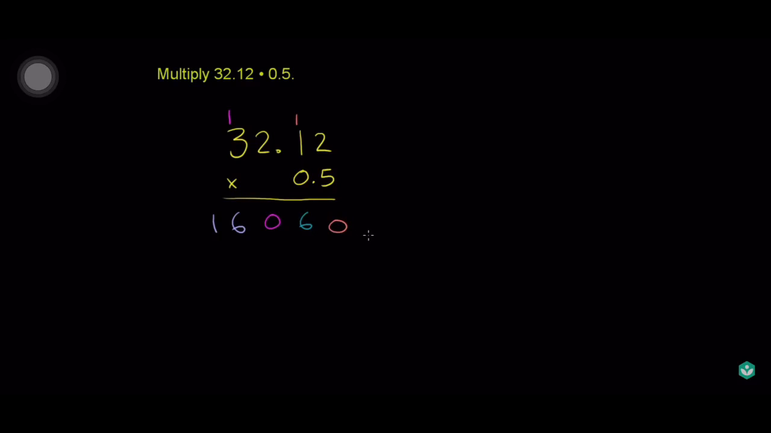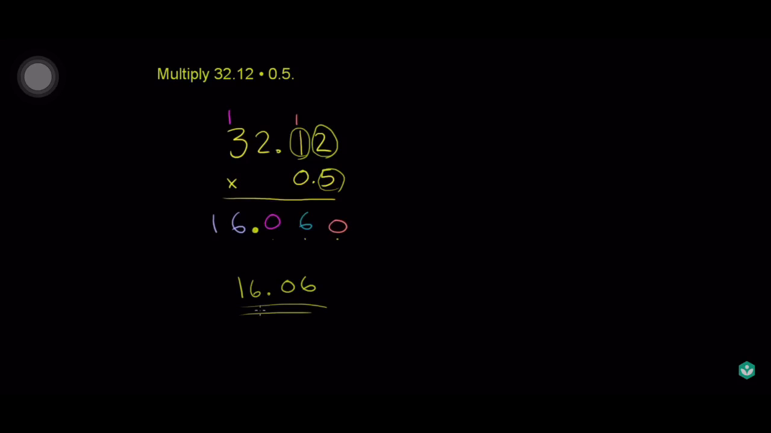But now we want to care about the decimals. We just have to count the total number of spaces or places we have behind the decimal points in the two numbers we're multiplying. So we have 1, 2, 3 spaces, or 3 numbers to the right of the decimals in the two numbers that we're multiplying. So we need that many numbers to the right of the decimal in our answer. So we go 1, 2, 3, put the decimal right over there. So 32.12 times 0.5 is 16.060. And this trailing 0 right here we can ignore because it's really not adding any information there.